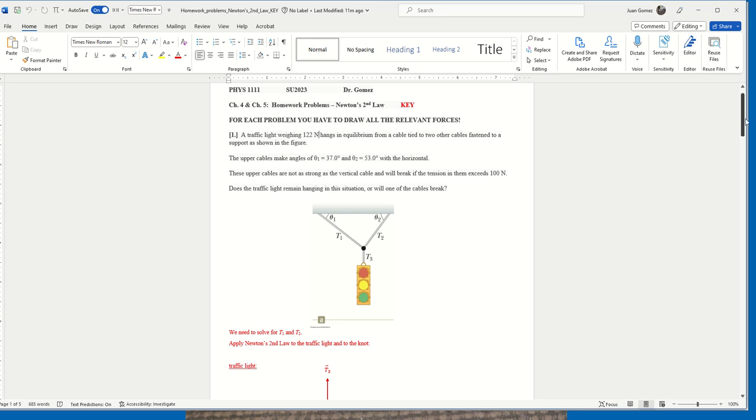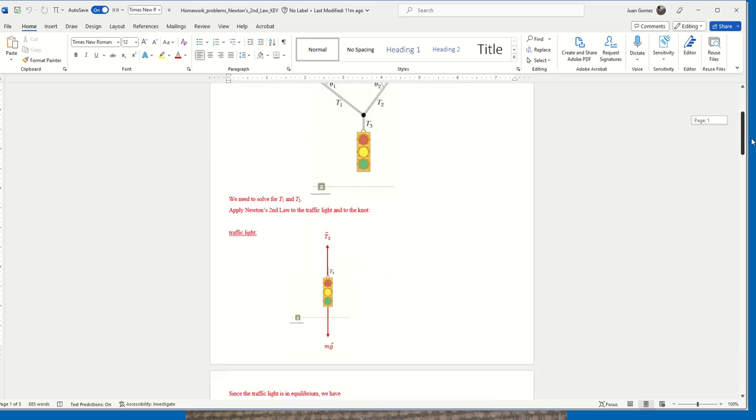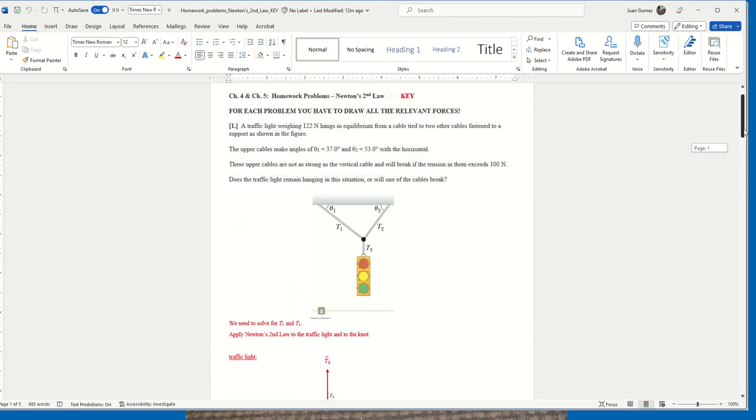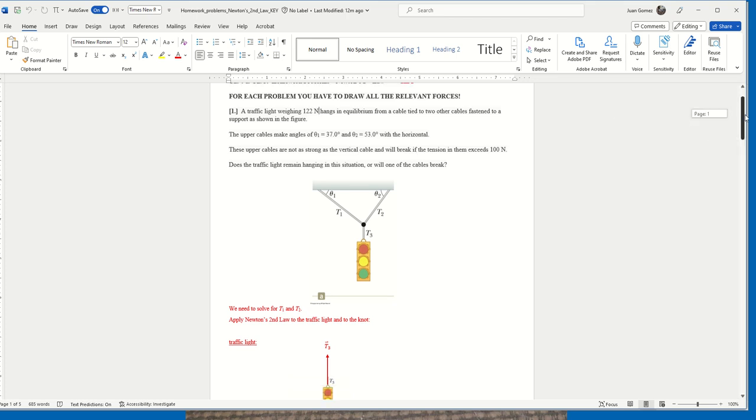Now remember, the traffic light is attached to cable 3. So we'll call the tension force in cable 3, very logically, T3. Remember, the tension force points along the cable but away from the object. So notice T3 is in the positive y direction. Now remember, both the knot and the traffic light are in static equilibrium. They're not moving, and obviously they are not accelerating. Okay, so we know that.